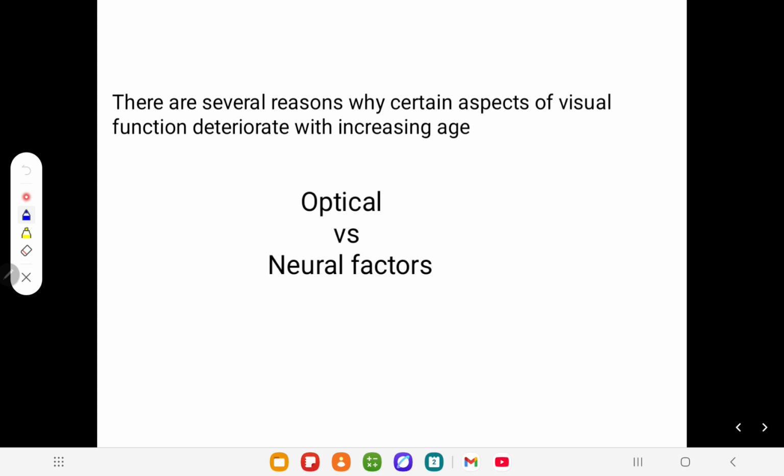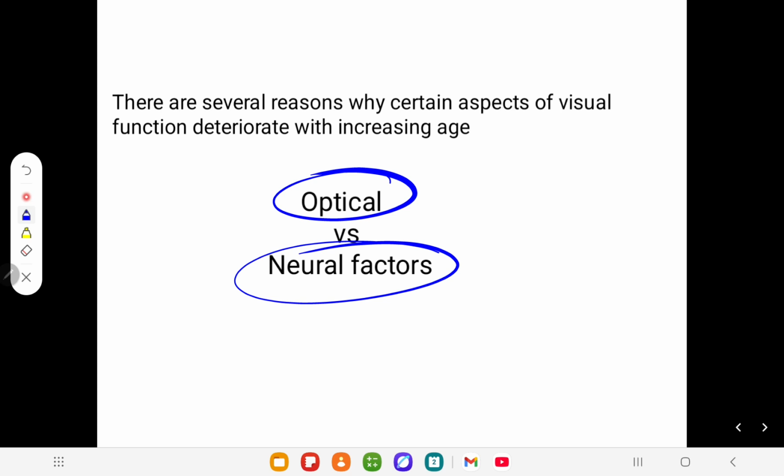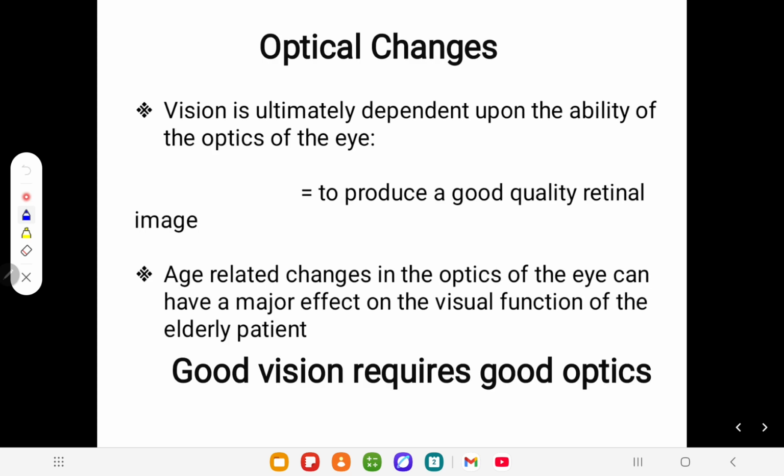So there are several reasons why certain aspects of visual function deteriorate with age. These factors we divide into optical versus neural factors. What is optical versus neural factor? What is optical? It means vision ultimately depends upon the optics of the eye, isn't it? I always tell my students that optics means the eye functions as a camera, isn't it? It must focus on the retina. That's the optical component, and another component is from the retina to the visual cortex, isn't it?